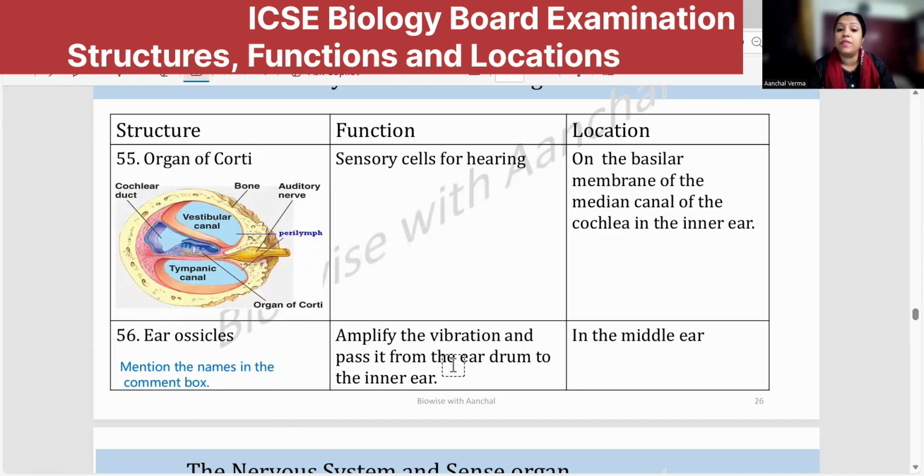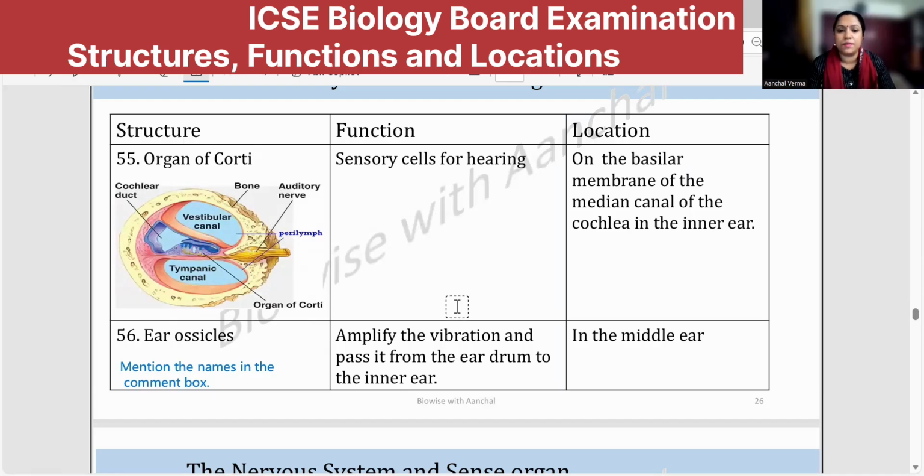What is the function? It amplifies the vibration and passes it from the eardrum to the inner ear. So when the sound travels in the auditory canal, it goes and hits the tympanic membrane. The tympanic membrane or the eardrum starts vibrating. It transfers the vibration to the ear ossicles, the first, second, and the third one, which you are going to write in the comment section. And that vibration is passed to the inner ear, which is filled with fluid. So finally, the vibration changes into the ripples of the fluid in the inner ear, which stimulates the organ of Corti, and you can hear. So where are ossicles present? In the middle ear. Okay.